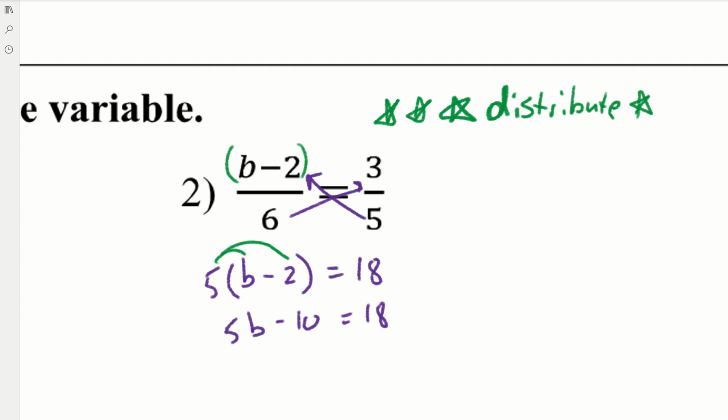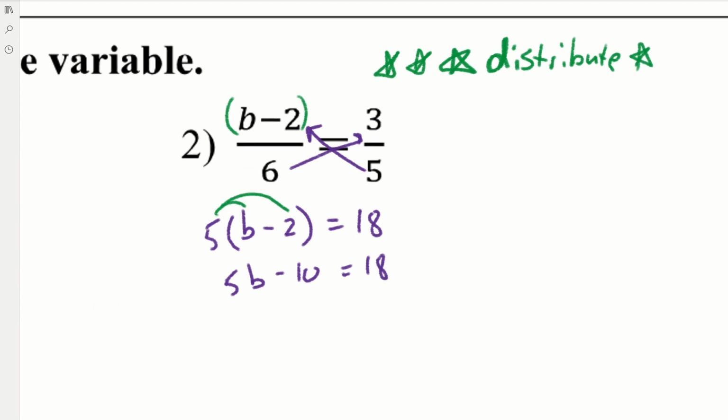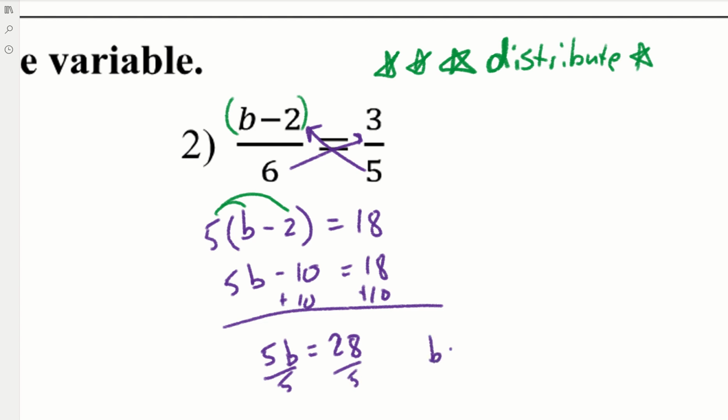And now we're going to go ahead and solve for the variable. I'm going to add 10 to both sides. I get 5b is equal to 28, and I'm going to divide both sides by 5, and I get b is equal to 28 over 5, or whatever that is, 5.6. Okay, either way is fine.